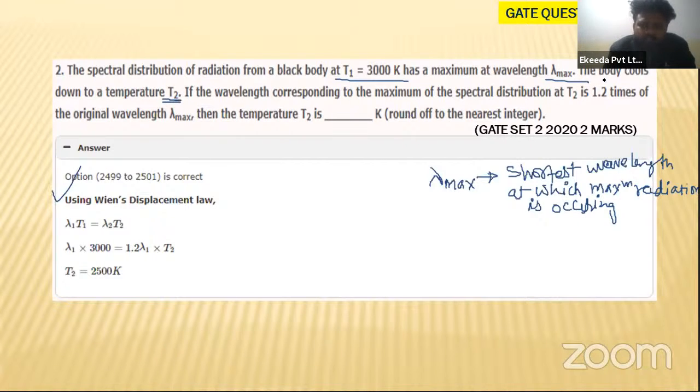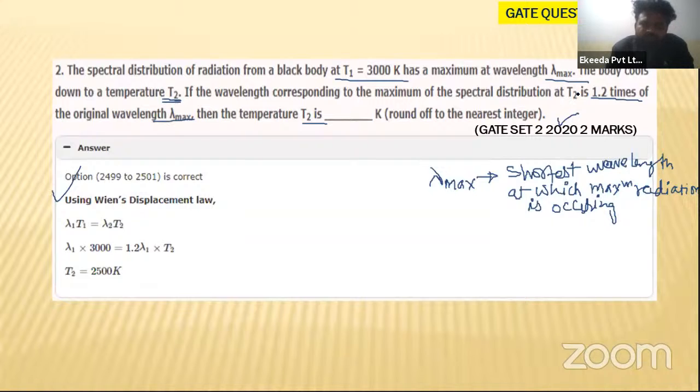He is asking for T2. The body cools down to a temperature of T2. If the wavelength corresponding to the maximum of the spectral distribution at T2 is 1.2 times the original wavelength lambda max, then the temperature T2 in Kelvin, rounded off to the nearest integer, is what? That they have asked in set 2, the simplest question, set 2.